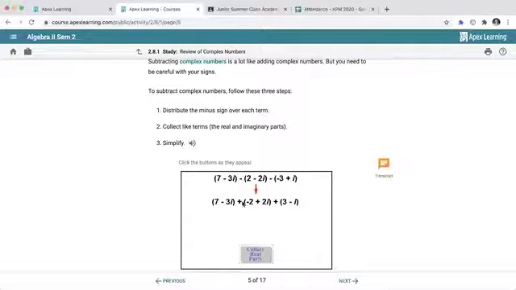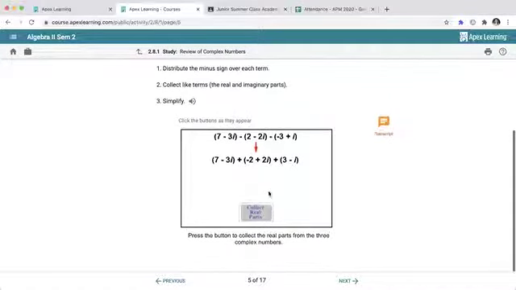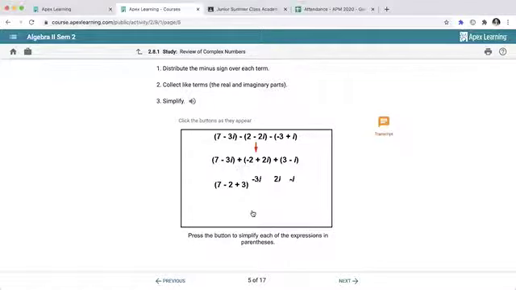All right, so once we have distributed that negative sign, we're going to collect our like terms, so our real parts and our imaginary parts. We collect all of those real numbers first. Now we collect all of the imaginary numbers, obviously bringing the signs that they have with them. Okay, so we've got 7 minus 2 plus 3, plus -3i plus 2i minus i. Again, being really careful with your signs here.